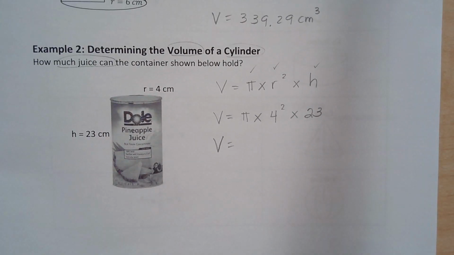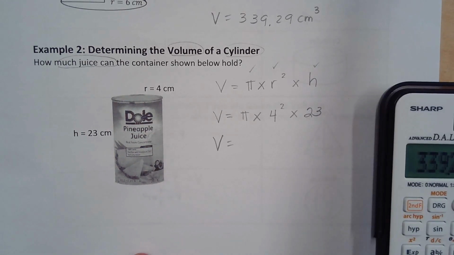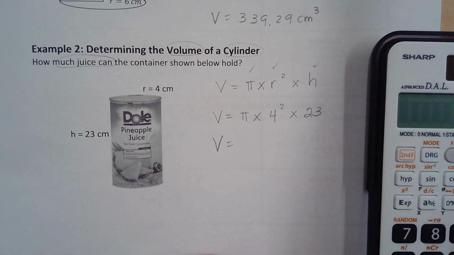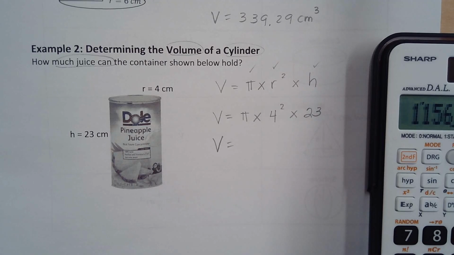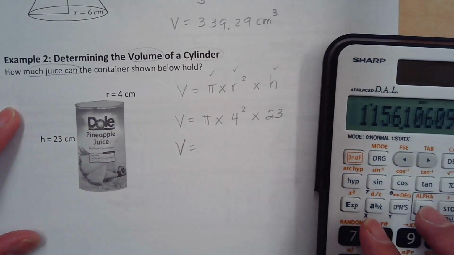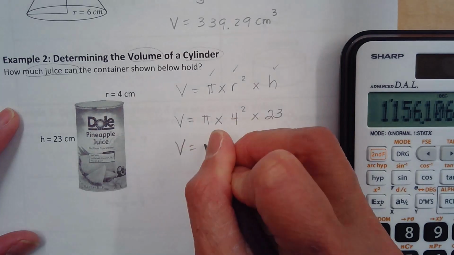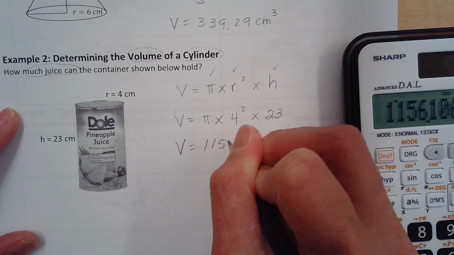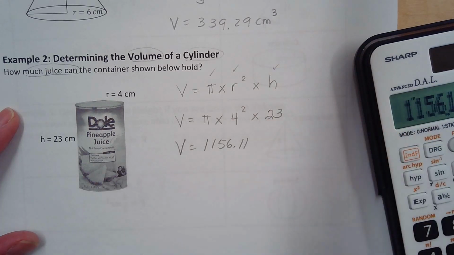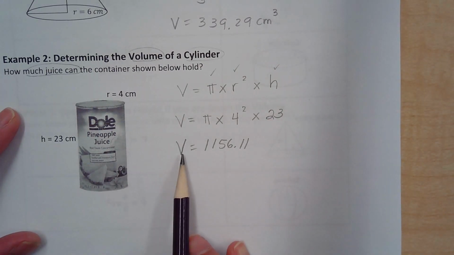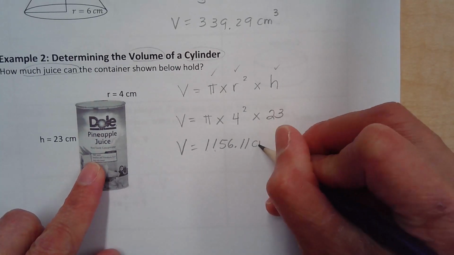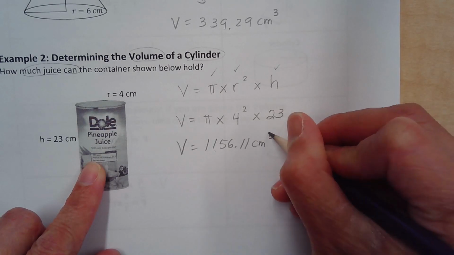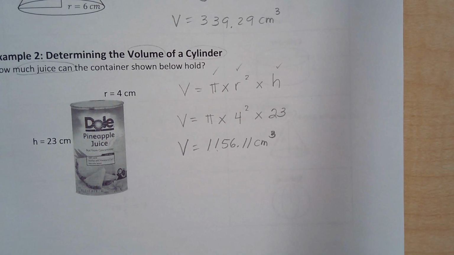Now this is not so bad. So go ahead and figure that out. I'll do the same. Did you get 1,156.11? 1,156.11. What's the unit? Centimeters cubed. So every volume is going to be cubed.